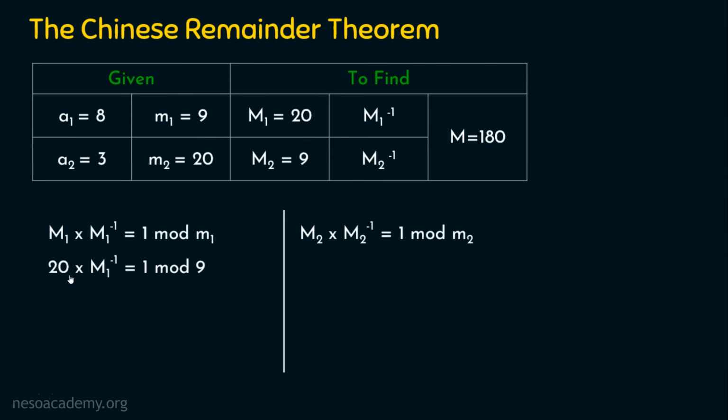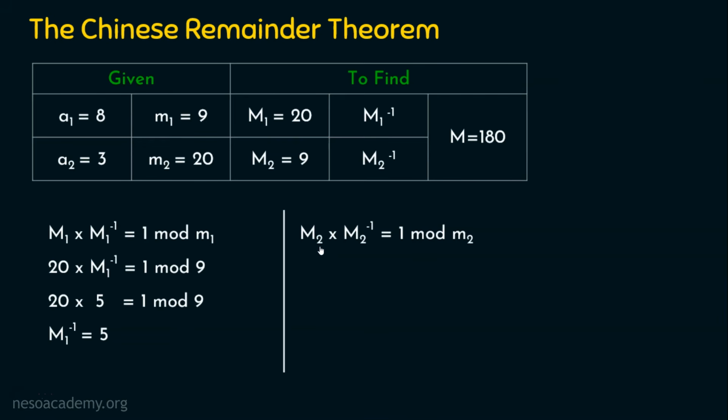Let's try with 1. 20 into 1 is 20. 20 when it is divided by 9, we get 2 as the remainder. So 1 is not the multiplicative inverse of 20 mod 9. Let's try 2. 20 into 2 is 40. No, we don't get 1 as the remainder when we divide 40 by 9. Let's try 3. No. Let's try 4. No. Let's try 5. Yes. 20 into 5 is 100. 100 when it is divided by 9, 9 elevens are 99. So we get 1 as the remainder. So obviously capital M1 inverse is 5. That's what we obtained.